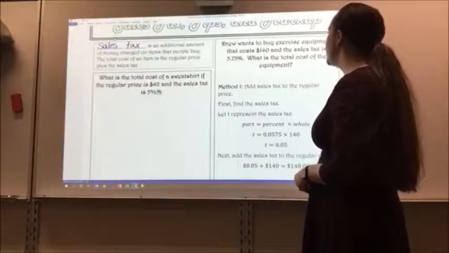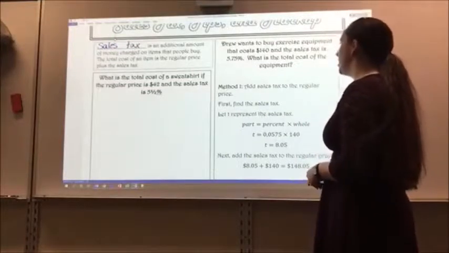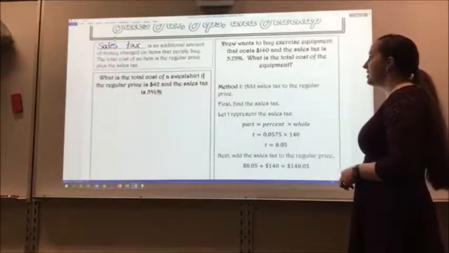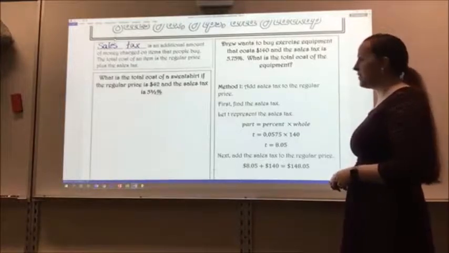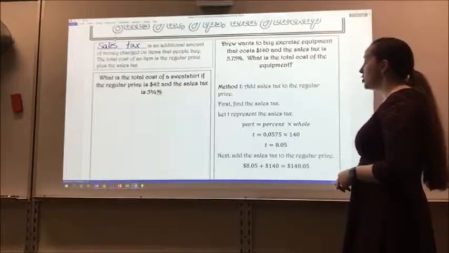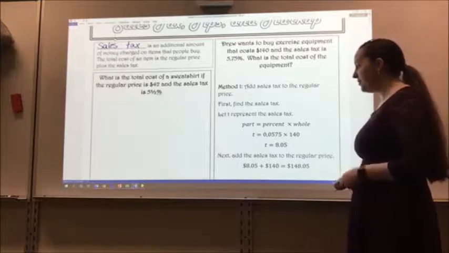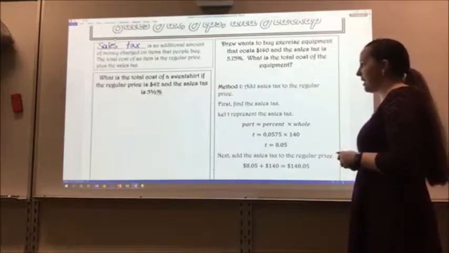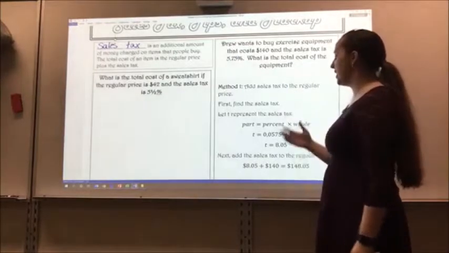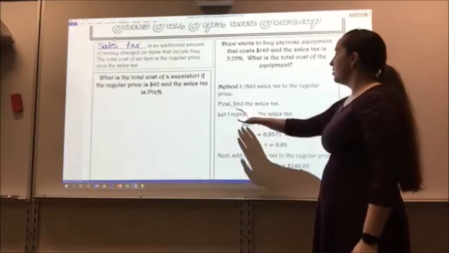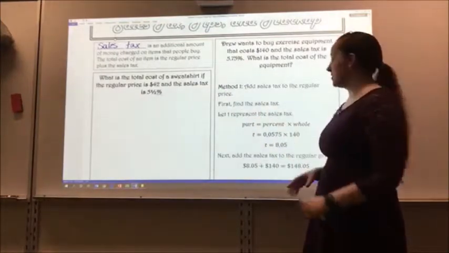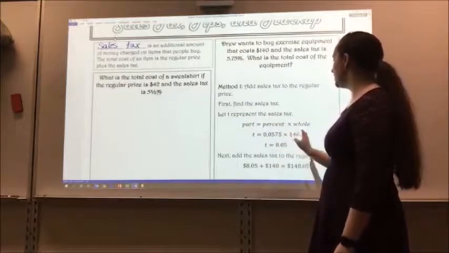It says Drew wants to buy exercise equipment that costs $140, and the sales tax is 5.75%. What is the total cost of the equipment? In my first method, I add the sales tax to the regular price. So first, find the sales tax. Let T represent the sales tax.